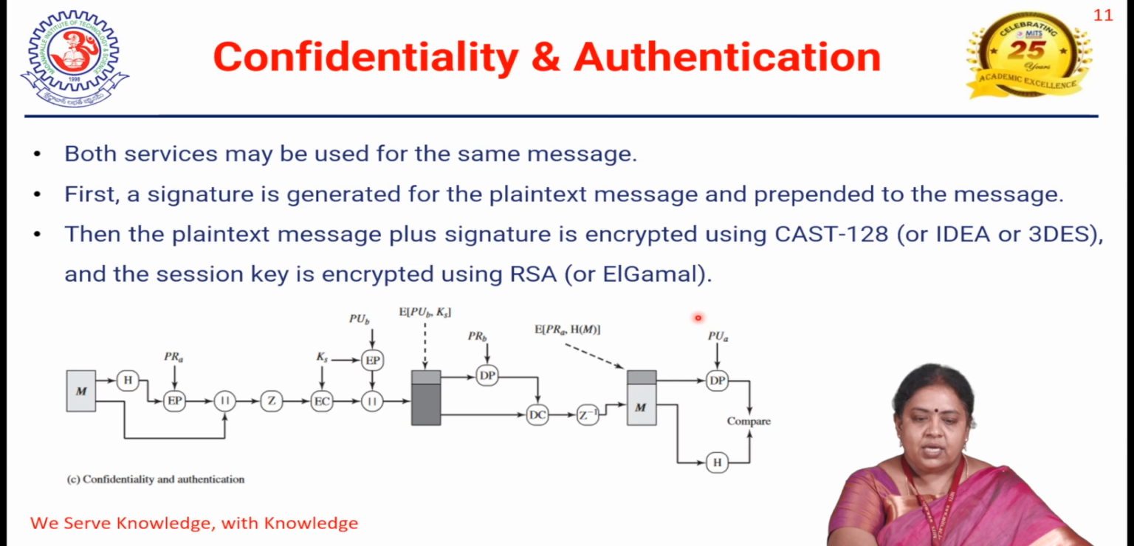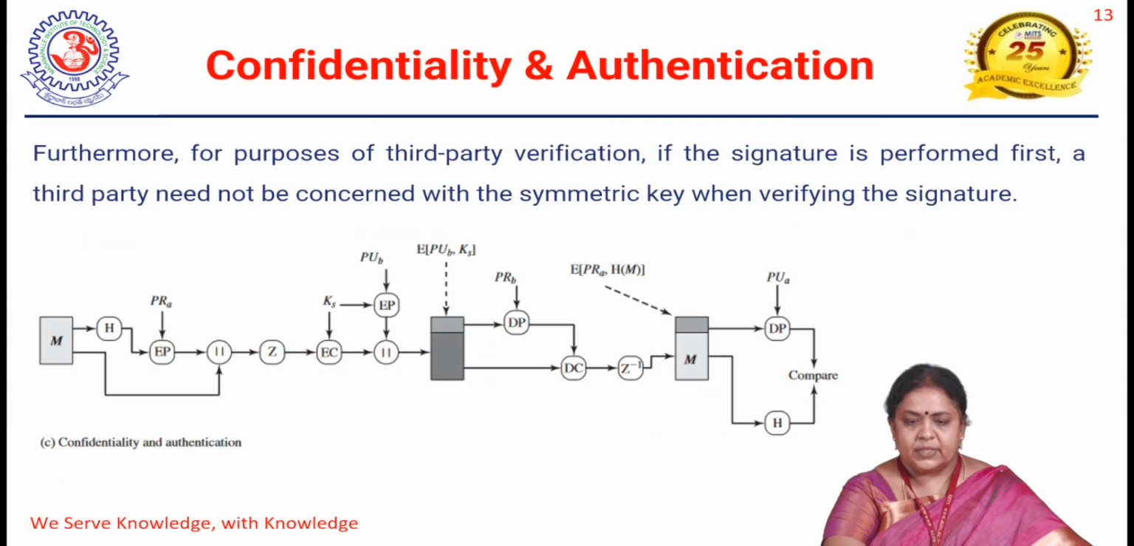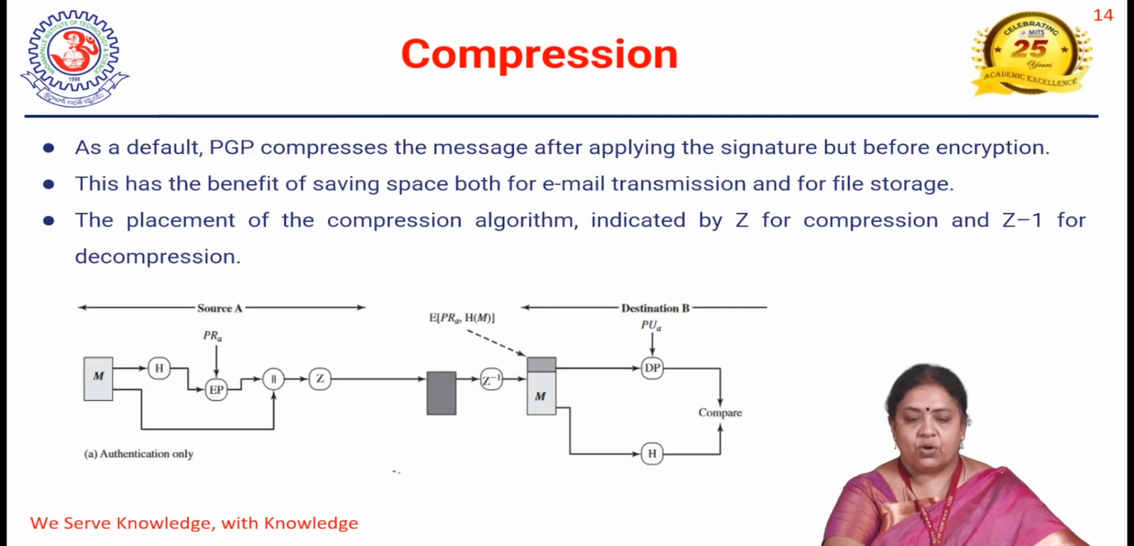Okay. So in order to encrypt for the confidentiality purpose, we are going to use symmetric encryption. For this purpose, we can use the CAST-128 algorithm, or we can go for IDEA or triple DES. And the session key is encrypted by using public key encryption, and mostly we are going to use the RSA algorithm, or we can go for the ElGamal algorithm, which are public key encryption algorithms. That is the process of how we have the confidentiality as well as authentication, both combined.